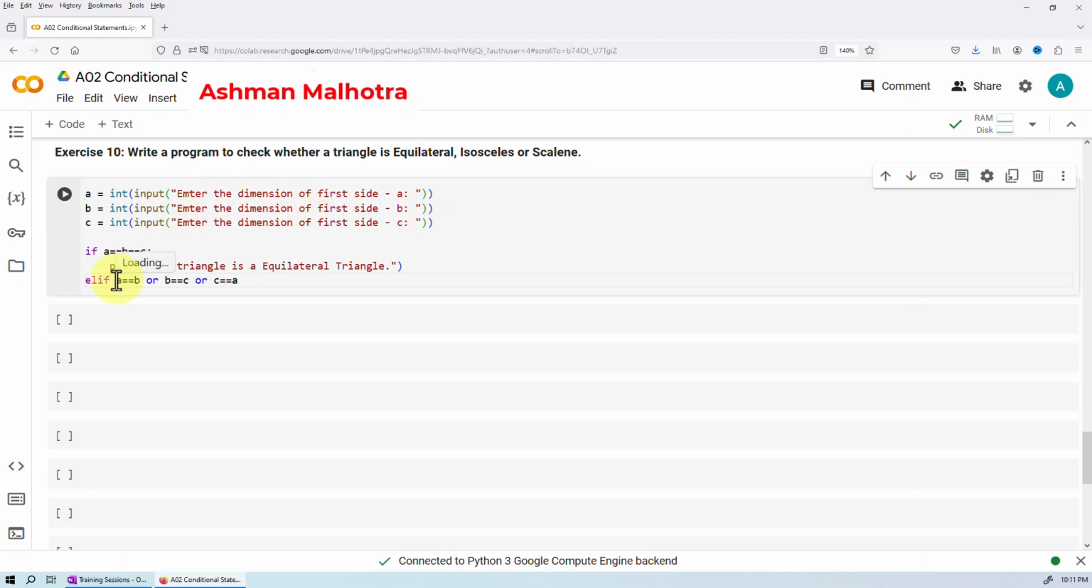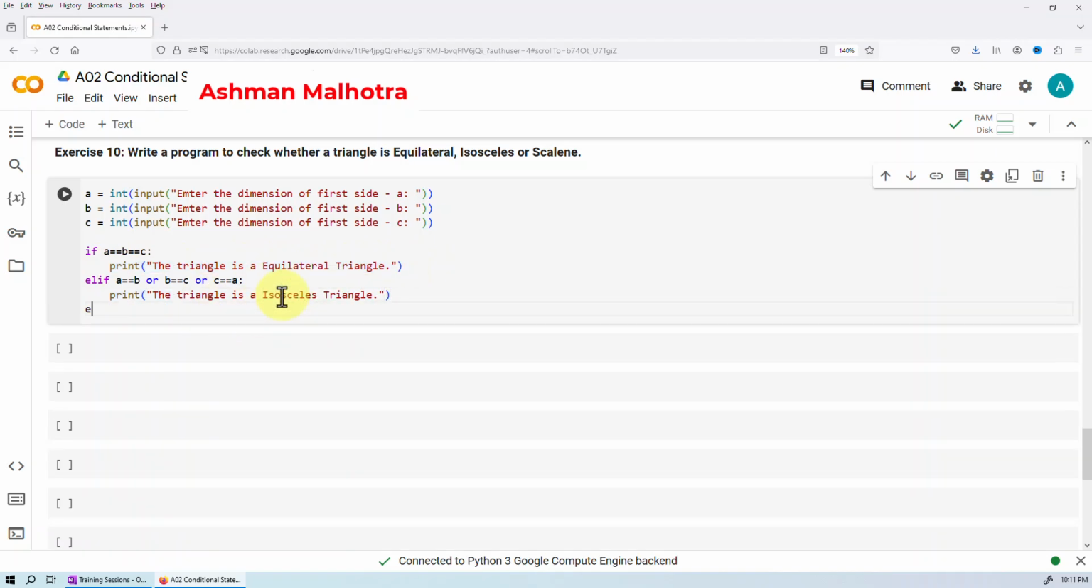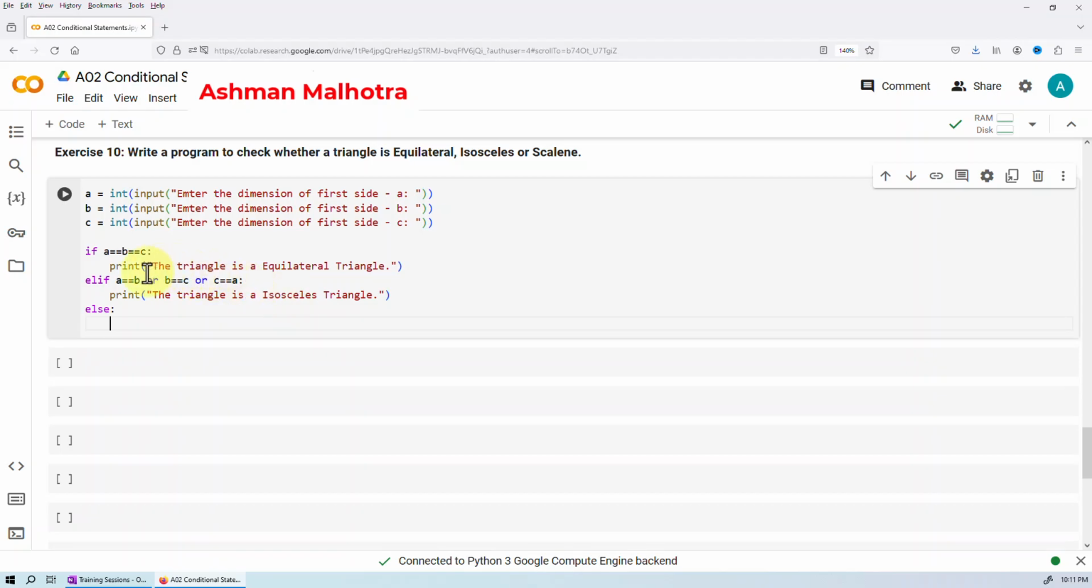What that means is it is possible that A is equal to B, or the dimension of side B is equal to C, or C is equal to A. If that is the case, we can say that the triangle is an isosceles triangle. Once that is done, we come to the third point, wherein it is possible that none of the dimensions of the sides of the triangle are equal to each other. If that is the case, it is a scalene triangle. So we can say that the triangle is a scalene.